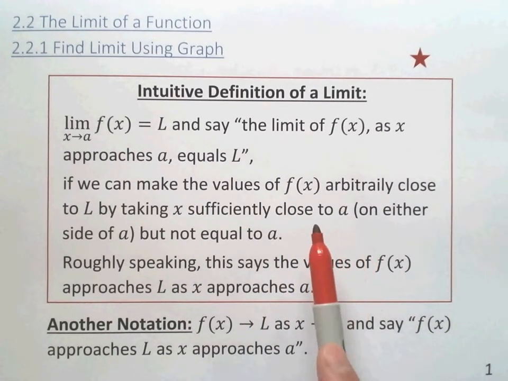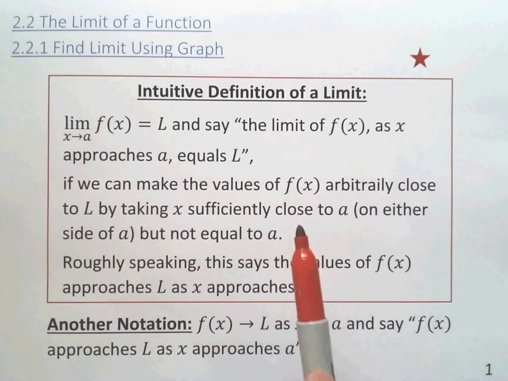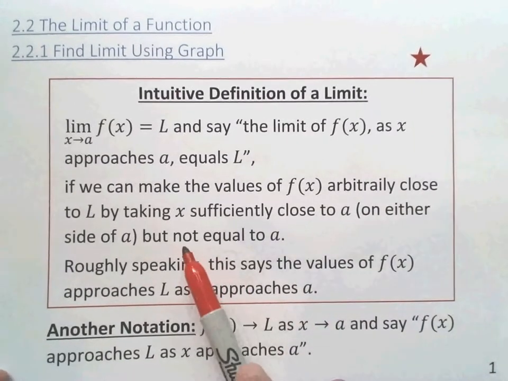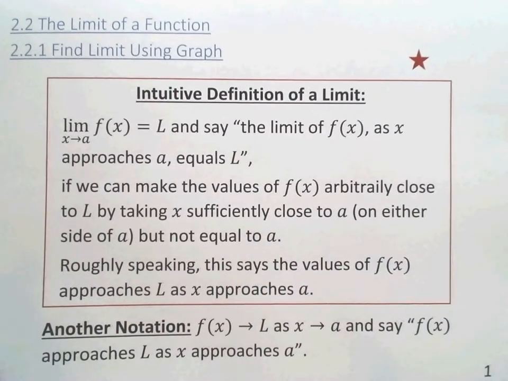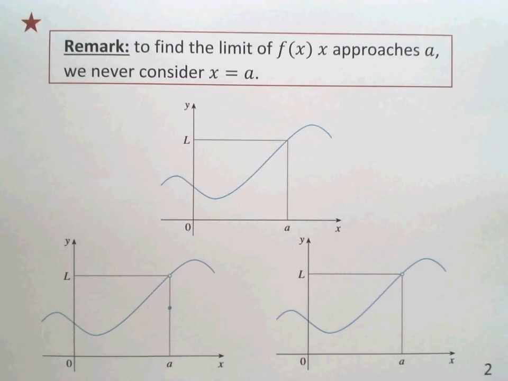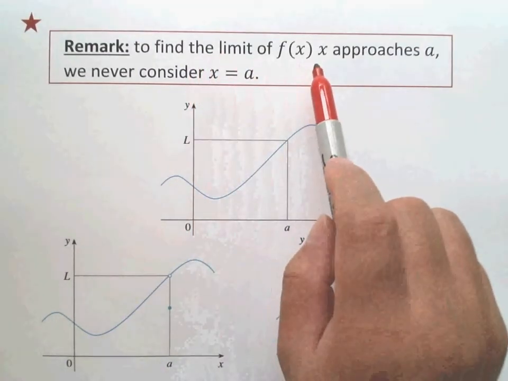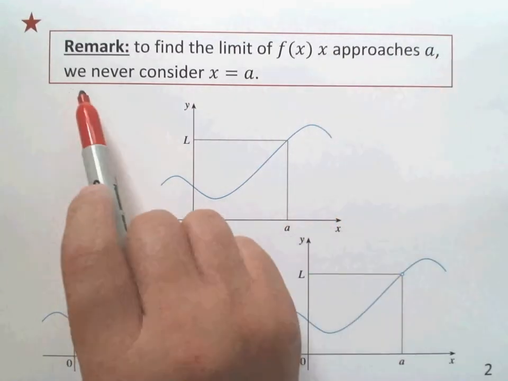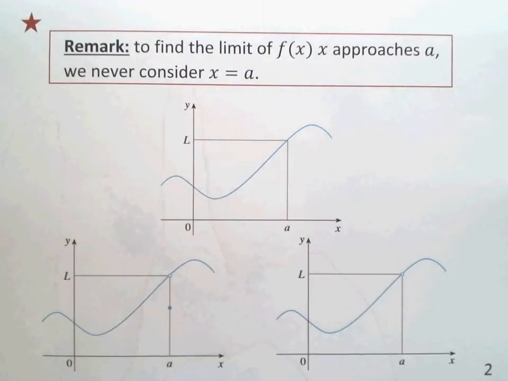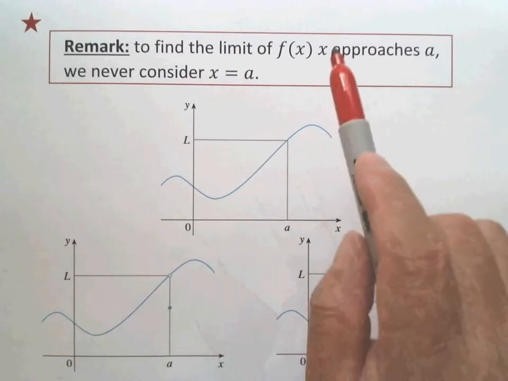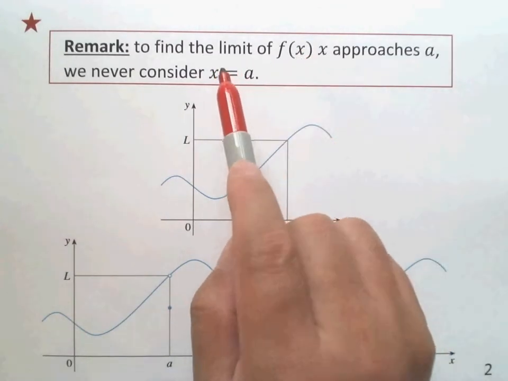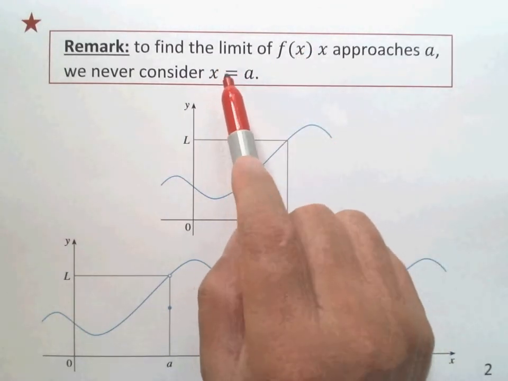What does this mean? We deal with the function, and now we deal with x not equal to a. What does this mean? We find that for the limit of f as x approaches a, we never consider x equals a. That's what we just said, right? And the limit when x approaches a does not depend on the point at x equals a. What does this mean exactly?